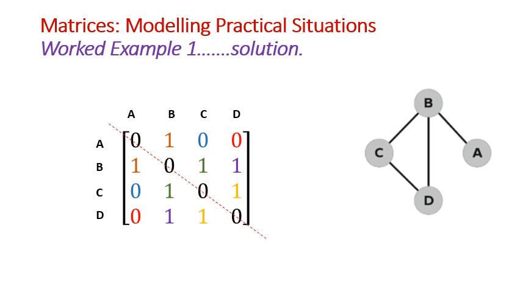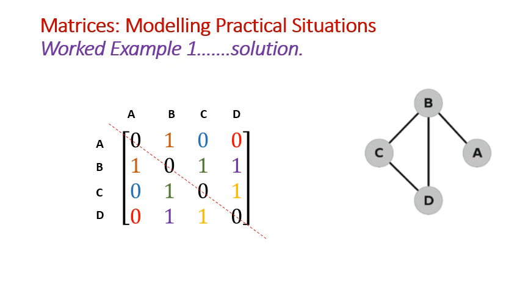of these respective towns. Now between A and A, we say 0 because unless there's a loop here, there's no direct connection from a town to itself. And you'll see that follows down this diagonal between B and B, between C and C, D and D. So the next one is to have a look at what's the connection between A and B. Well, there's one direct connection, so we put 1. And likewise, we have B and A on the matrix being connected here. So again, that has a 1, and you'll see that effectively that's mirrored across this red diagonal.